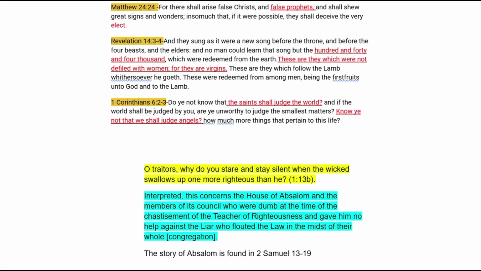And so I wouldn't be surprised if, when it's talking about the house of Absalom, it's talking about the house of Satan, who rebelled against God in that same way.